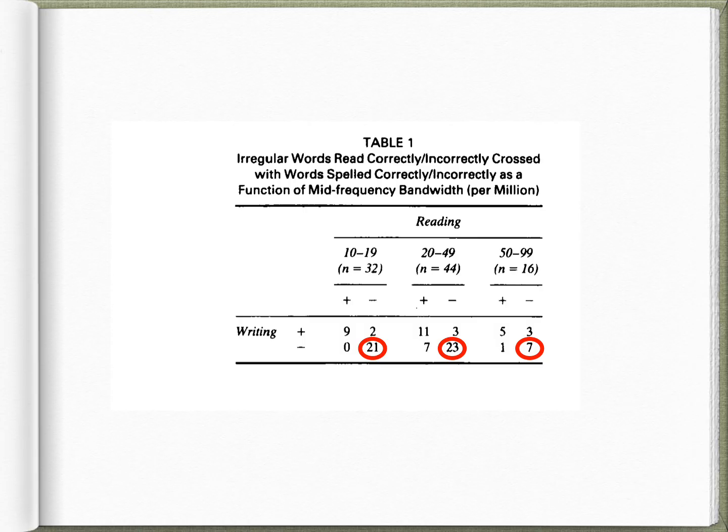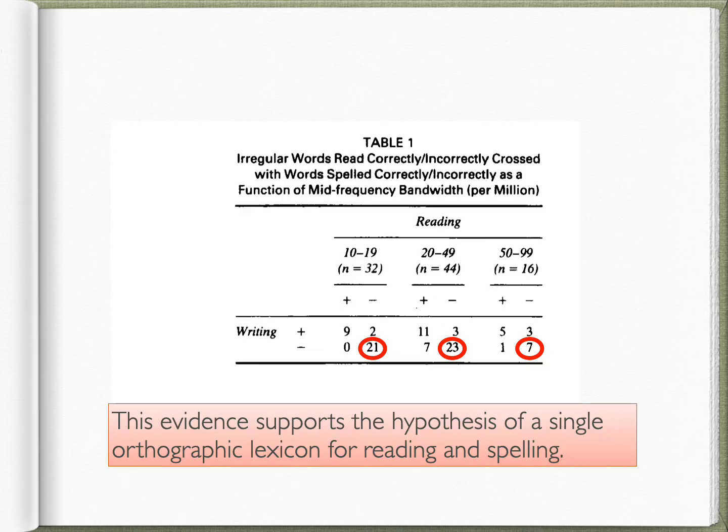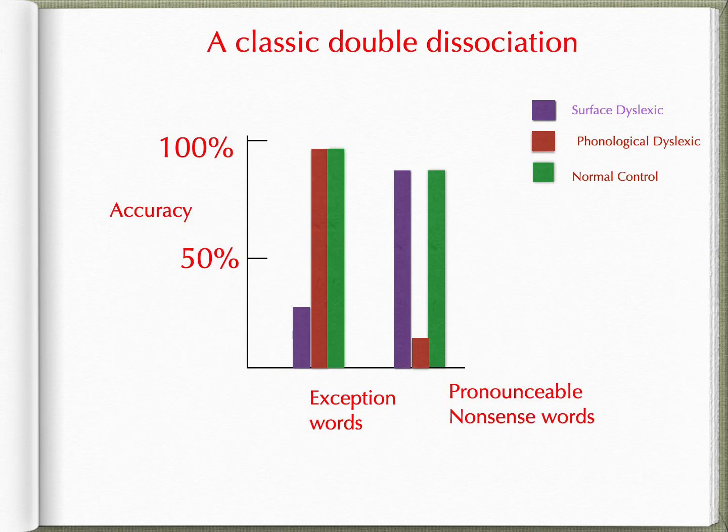Not many, right? It's mostly if it reads correctly, you write correctly. And if you read incorrectly, you write incorrectly. So this is a surface dyslexic case that provides support that there's a single lexicon for reading and for spelling.